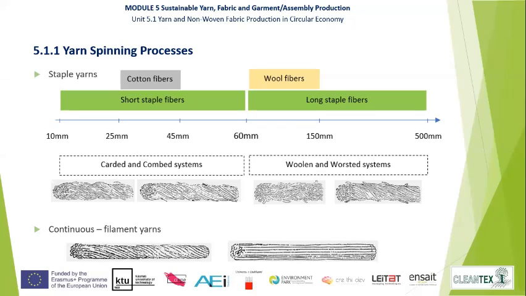The systems used to spin the fibers is different when it's short or long staple fibers. For the short ones, we will use the carded and combed systems, and for the long fibers, we will use the woolen and worsted systems. The appearance of the yarns will differ, as you can see on the different figures. The continuous or filament yarns are made of filaments of infinite length. We say it's infinite length because the diameter of the filament is way smaller than the length, so we consider it is of infinite length.